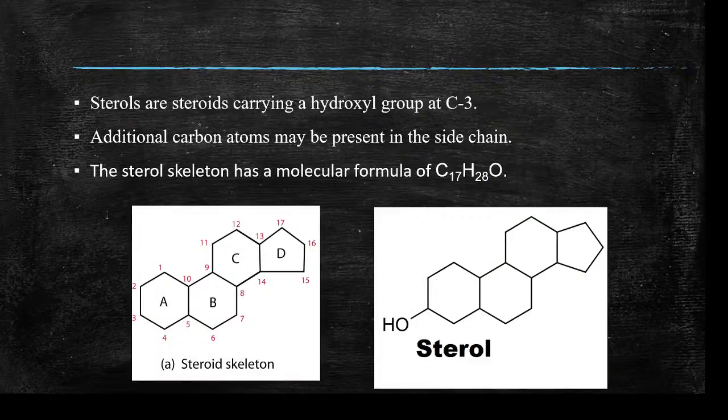Okay. So these sterols are steroids carrying a hydroxyl group at the third carbon atom. Okay, so what do sterols mean? They are steroids which contain an alcoholic group at a particular position, that is at the third carbon atom. If they contain a hydroxyl group at the third carbon atom, they are called sterols. Additional carbon atoms may be present in the side chain, and the basic sterol skeleton has a molecular formula of C17H28O. It contains one oxygen.